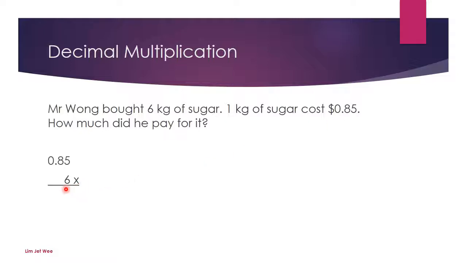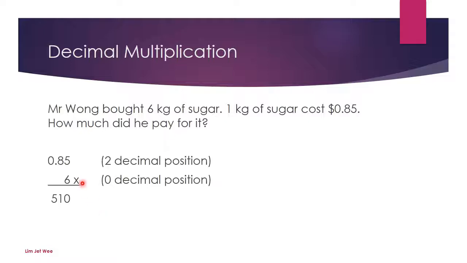with 6. So I just do a normal multiplication first. Ignore the decimal point, just perform a normal multiplication. So 5 times 6, you get 30, then 8 times 6, and of course add the brought over number 3, then you have 51. So you have 510. No decimal at this current moment.